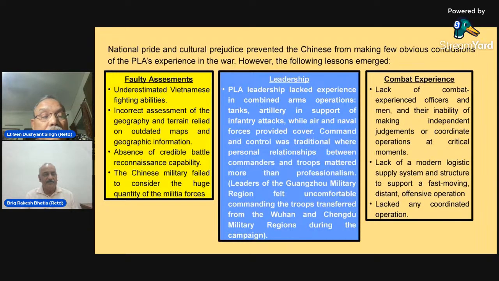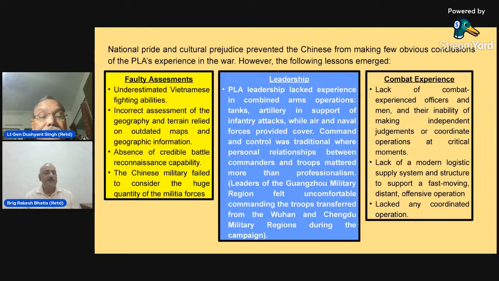As far as combat experience is concerned, starting from 1921, when the PLA was formed, till date, the PLA leaders had never gone in for a combined arms war, that is, all elements, the infantry, armored, artillery, going in together. They had never done it because they never felt the need. It was more that artillery used to pound and the infantry used to go and do the rush drill and prevent counterattack.